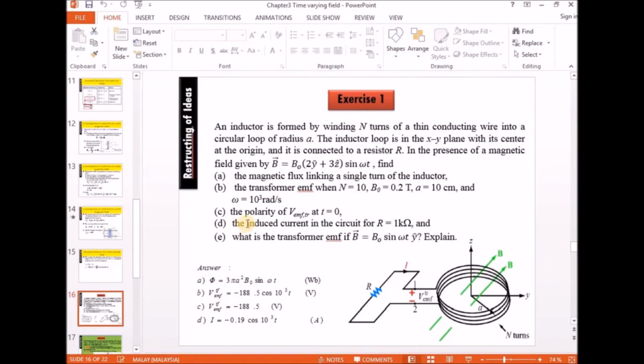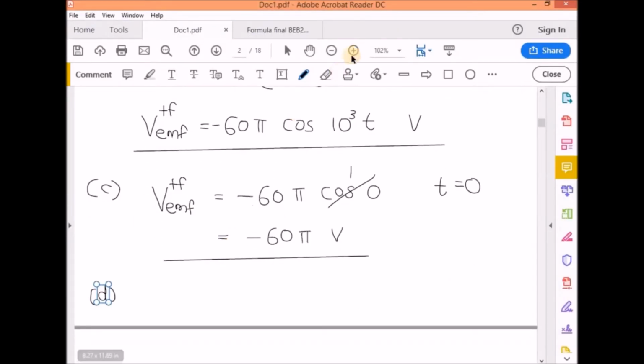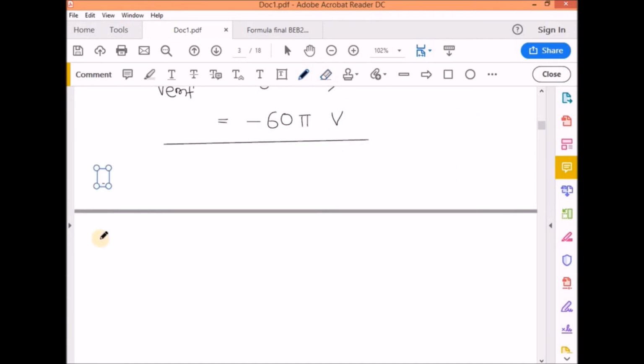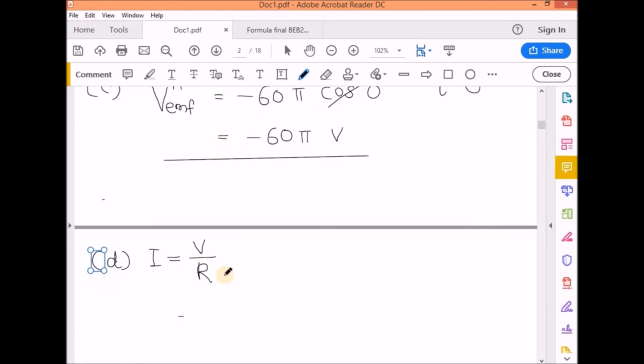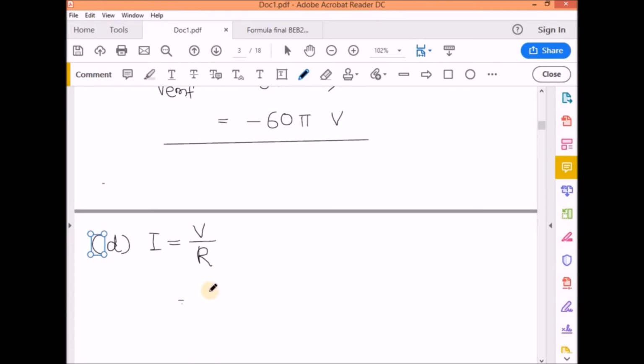What is D? The induced current in the circuit when the R equals to 1 kilo ohm. So they want you to find the I. So what is I? V equals to IR, so I equals to V over R, right? The general one. So you have this EMF, and the formula is the EMF over both Ri plus the R, right?